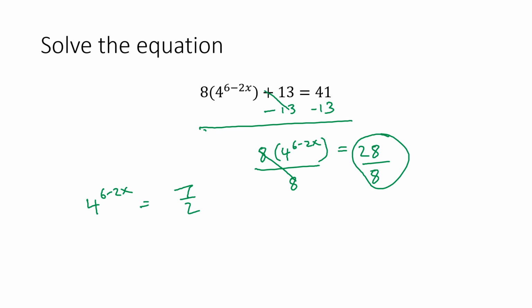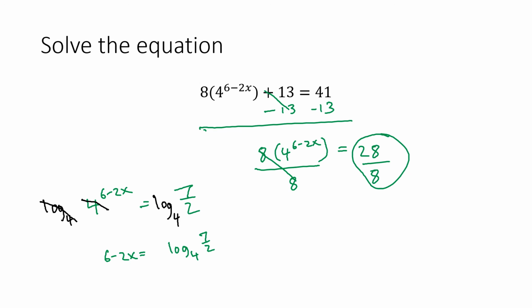So how do we get rid of the base 4? Well, remember, we're going to use the inverse, which is a log. So we're going to do log base 4 on both sides. So log base 4 cancels out with base 4, and that just leaves us with 6 minus 2x and whatever log base 4 of 7/2 is.